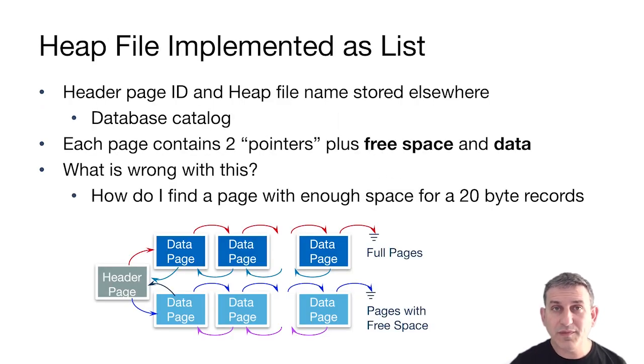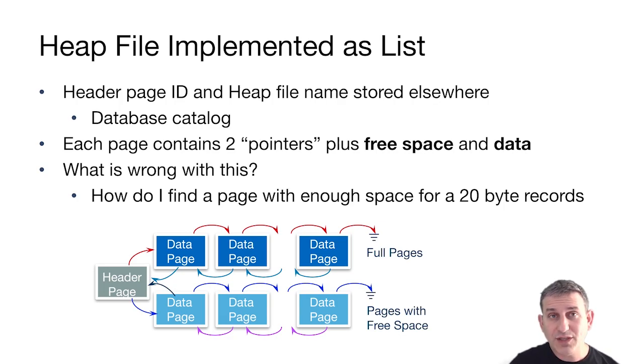Okay, so let's look at an implementation of a heap file implemented as a list. This is a simple implementation. The idea is that there's going to be a header page at some particular location on the disk, and so its location will be its ID, and there'll be a name associated with the heap file as well. And this pair of a name and an ID will be stored somewhere in the database. We'll call that the database catalog. It's got a place to look this stuff up.